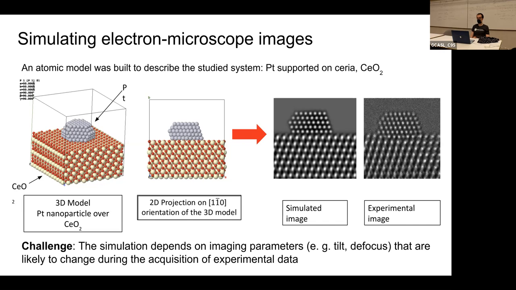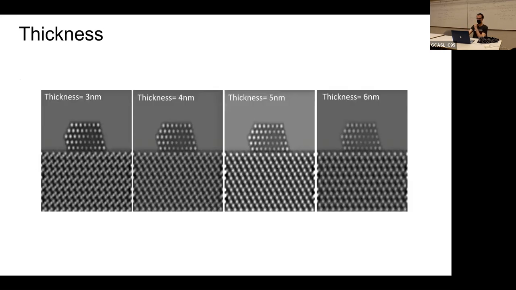Simulations that include tilt and different focuses and stuff like that. That's absolutely right. So what we did is our collaborators said, okay, the tilt is going to be between these values and these values, the defocusing is going to be between these values and these values, and let's just generate a lot of examples. So this shows you how thickness affects things.